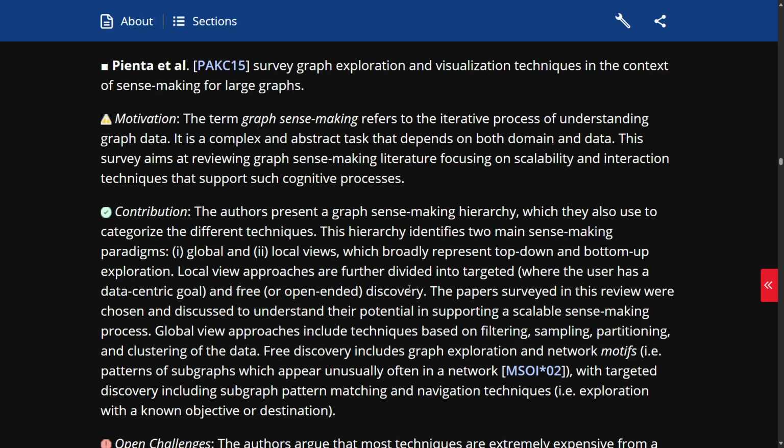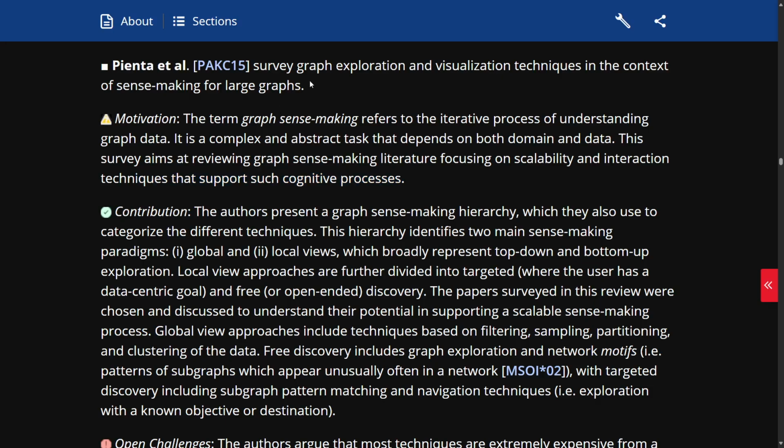Pienta et al., Bach15, Survey of Graph Exploration and Visualization Techniques in the Context of Sense-Making for Large Graphs. Motivation: the term graph sense-making refers to the iterative process of understanding graph data. It is a complex and abstract task that depends on both domain and data. This survey aims at reviewing graph sense-making literature focusing on scalability and interaction techniques that support such cognitive processes.